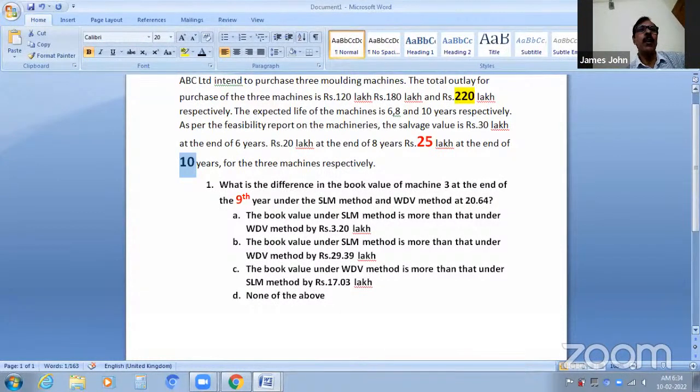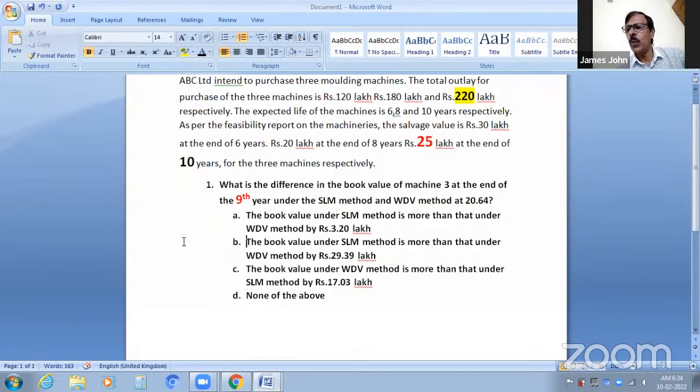Now here, we want the book value at the end of 9th year under sum of the years, sorry, under written down value, not sum of the years. So for written down value you calculate, I have given you the formula. Put n as 9. 220 into 0.7936 raised to 9. That will be 27.46.